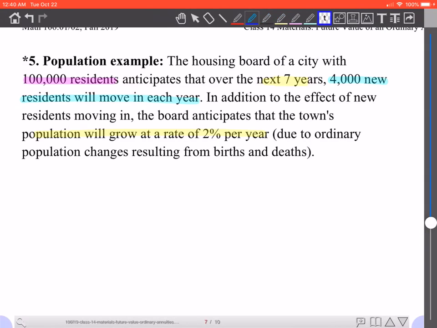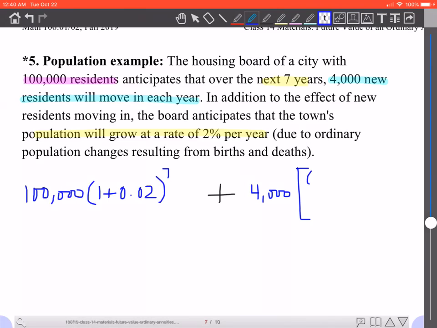When you want to know what the population growth will be, what that 2% will do to the 100,000 residents that already live there, that's just a regular future value question. That's not an annuity. We're not going to assume that there's 100,000 people moving in every year. Those 100,000 people were already there, so you've got one lump sum growing at 2% for 7 years. Add to that the annuity part. So the annuity part is 4,000 residents every year for the next 7 years.